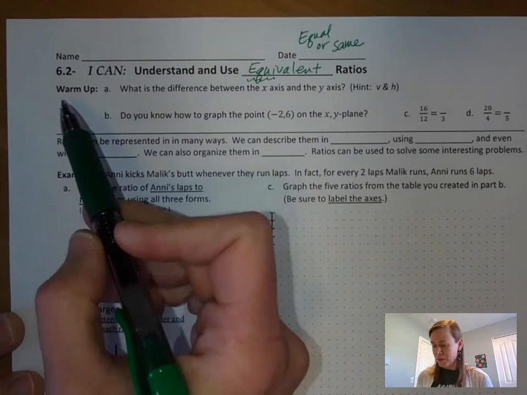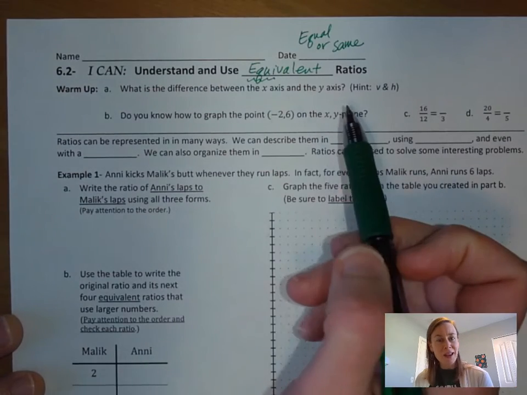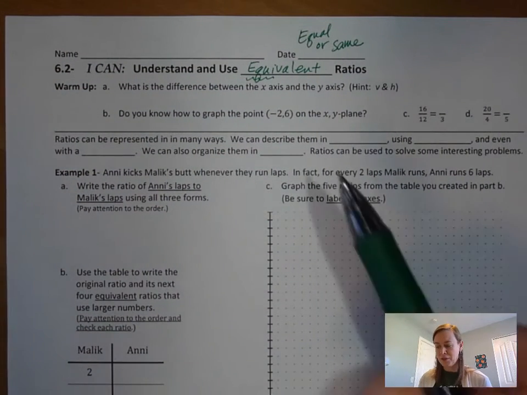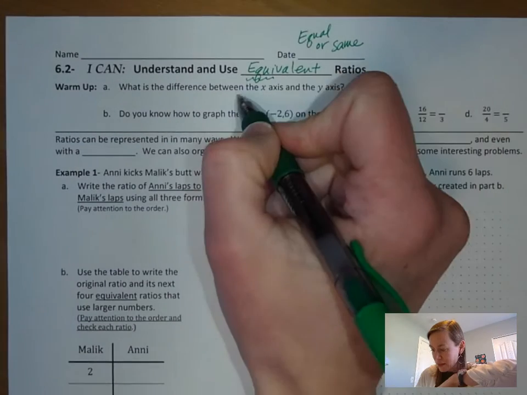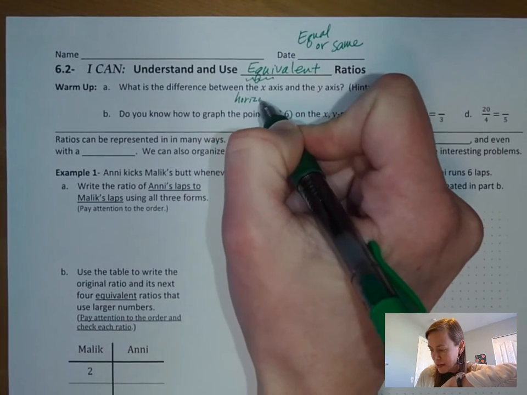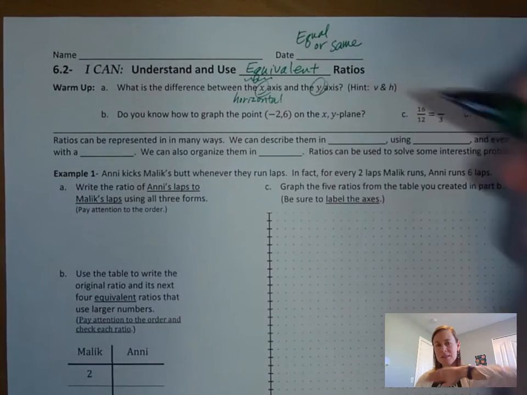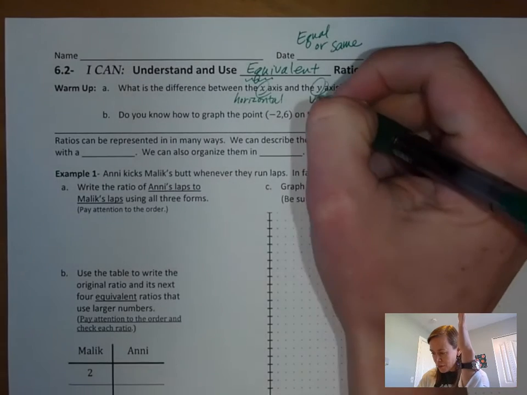Okay. So let's start with our warm-up. What is the difference between the x-axis and the y-axis? So we need to say vertical or horizontal here. So that x-axis is the one that goes this way, so it is horizontal. I'm just going to write that below the word x. And then the y-axis, that's the one that goes vertical, and so we're going to write vertical under the y.